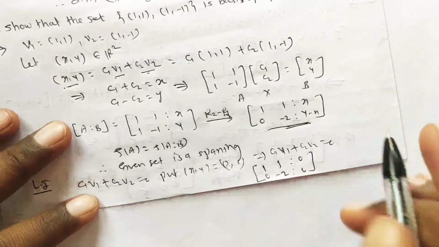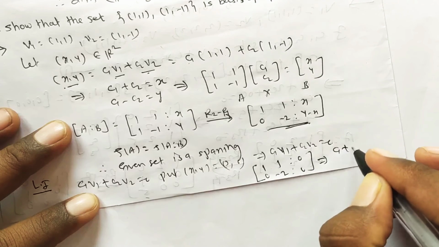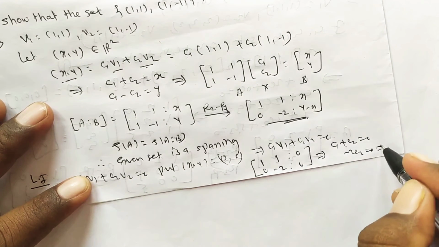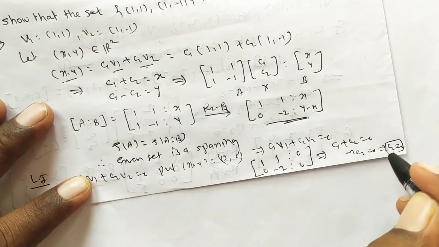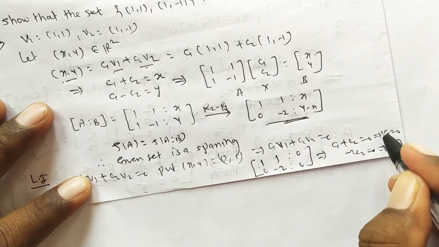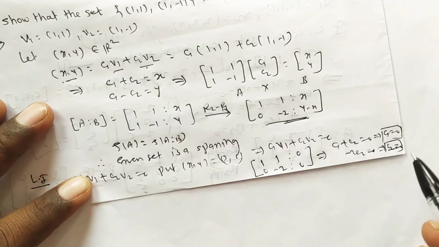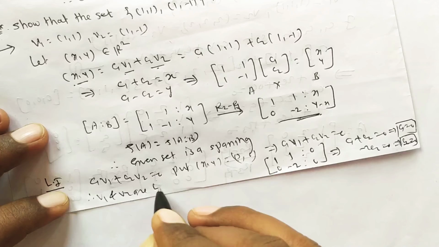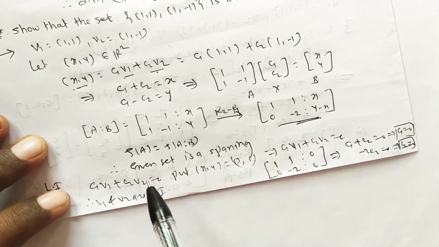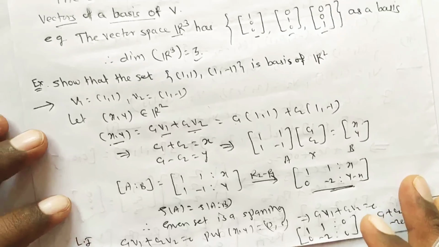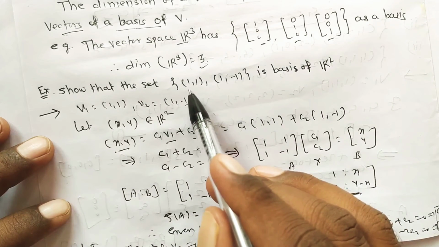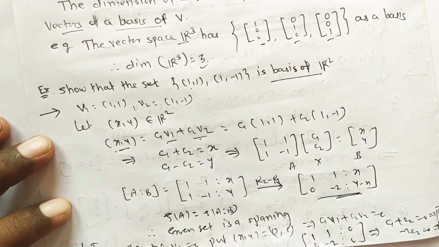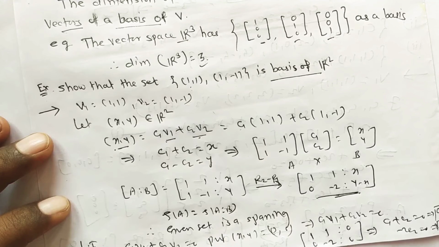Okay, so using this we can write the system, that is c1 plus c2 equal to 0 and minus 2c2 equal to 0. So using this, c2 equal to 0, and if we put c2 equal to 0 here, then we get c1 is also 0. Okay, so c1 equal to 0, c2 equal to 0, and therefore v1 and v2 are linearly independent, and also this given set is a spanning set, and therefore we can say that the set (1, 1) and (minus 1, 1) is a basis of R2.